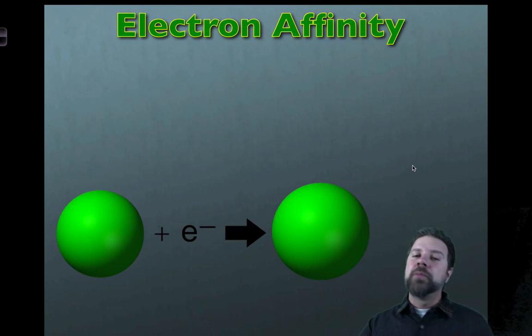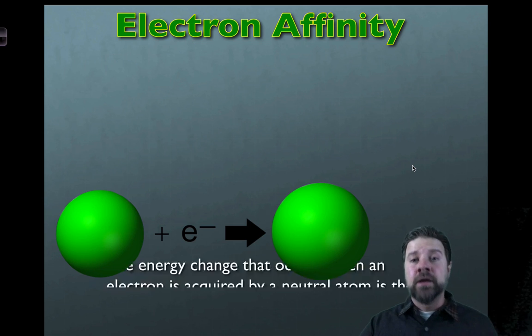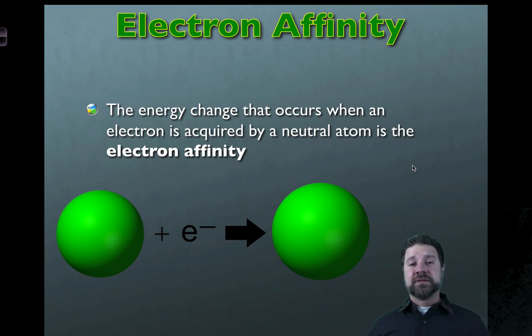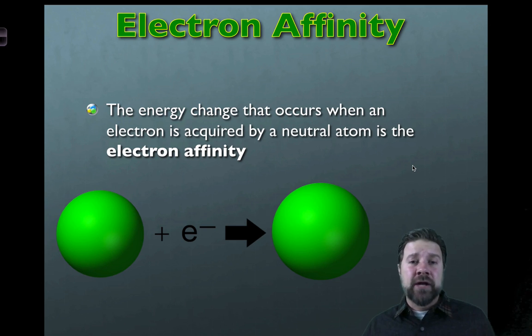The next idea we'll mention is electron affinity. An affinity is a likeness for something. So if I like something a lot, I have an affinity for it. For example, I have an affinity for tacos because I like them. So electron affinity is going to scientifically be the energy change that occurs when an electron is acquired by a neutral atom. That's electron affinity.